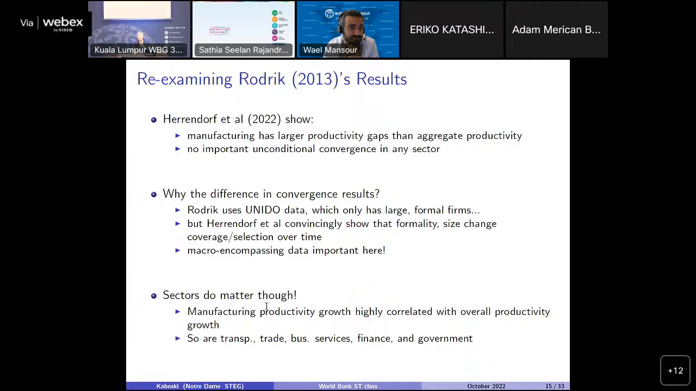But I'm very glad that you brought that up, because my explanation is talking about firm size, but formality is a huge part. You have to be large and formal firms.